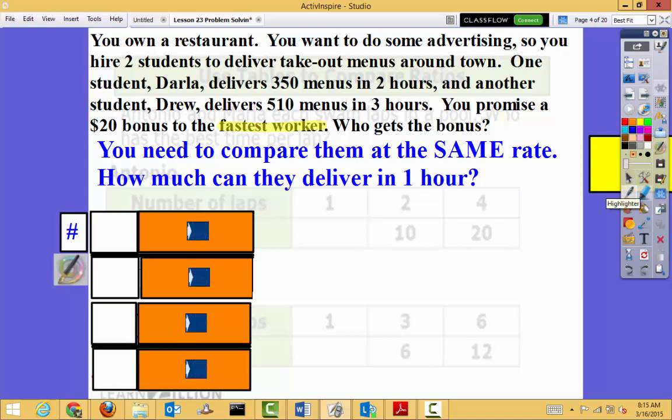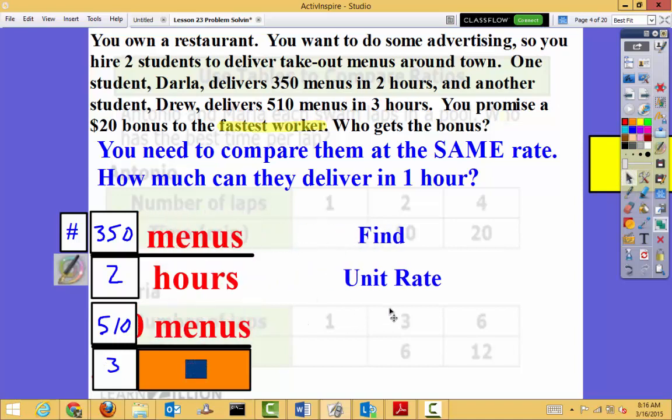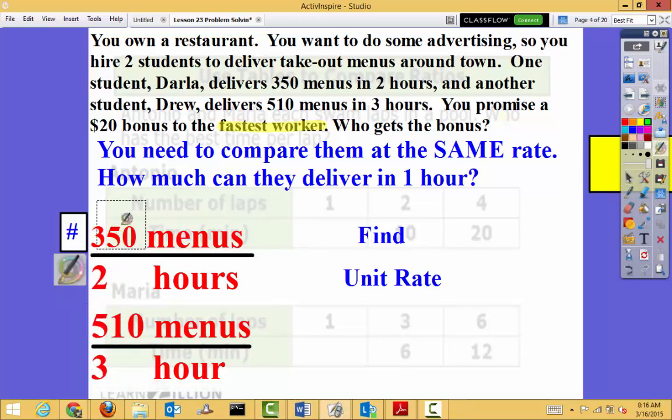So I'm going to start out with my regular ratio. Darla is 350 for 2 hours. Drew is 510 for 3. Again, don't forget, I need those labels. Okay? So now, just so we can see a little nicer, there's my setup. So let's go to our next one.